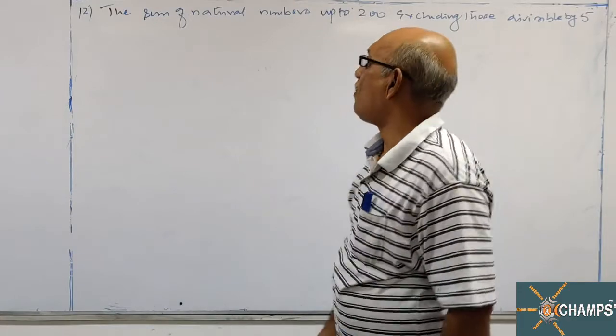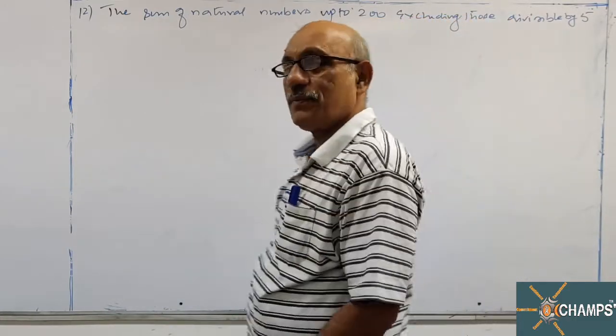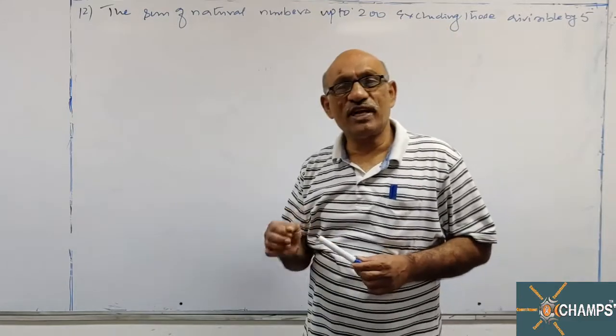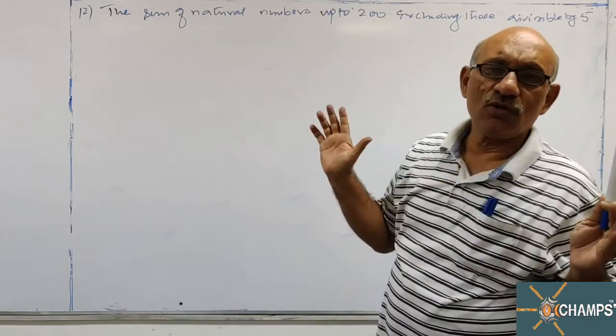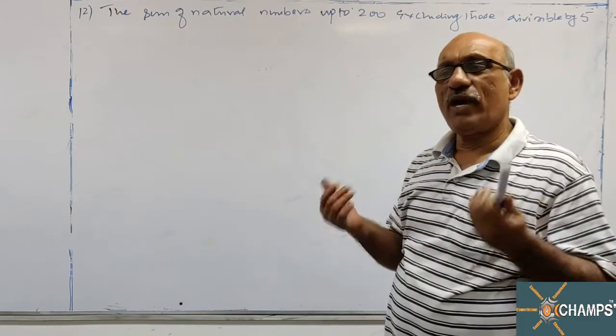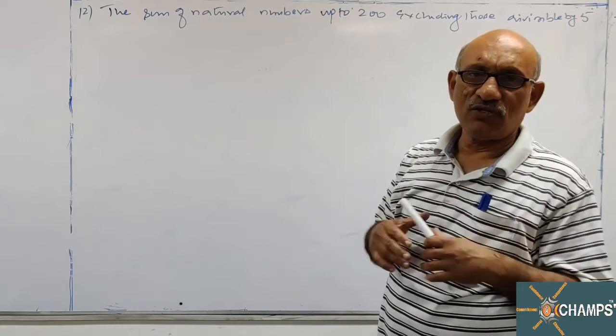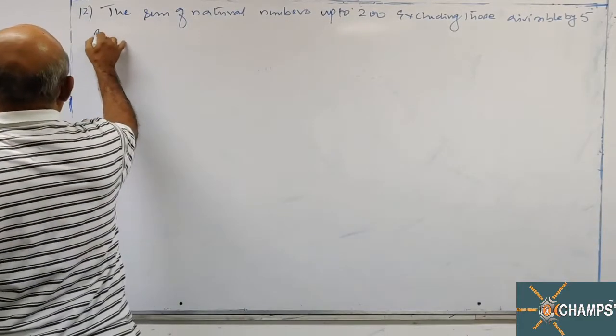Find the sum of all natural numbers up to 200. But there is a restriction imposed in the question. What is the restriction? You don't want those numbers which are divisible by 5. It means you have to exclude all those numbers which are divisible by 5. So let us see the two-step process.